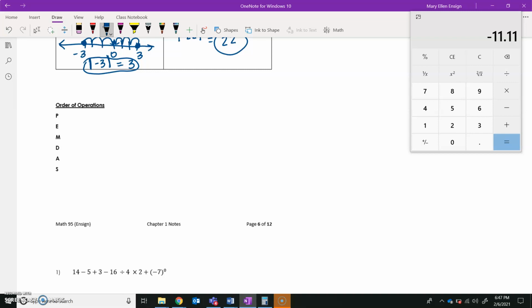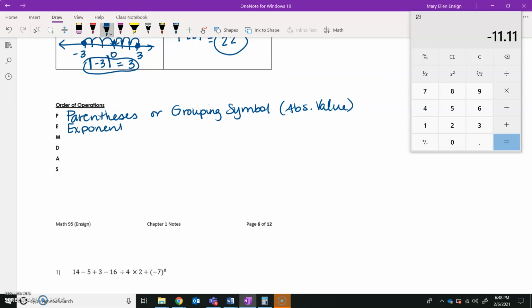You might have learned PEMDAS, you might have learned Please Excuse My Dear Aunt Sally, you might have learned neither of those, and that's fine. But what do these stand for? So P stands for parentheses, or another grouping symbol. So absolute value is actually in there. Okay, anything that can kind of group things together and have operations in it. E stands for exponents or roots. Okay, roots are actually an exponent of a fraction. You don't need to know that this semester, but that's why they're at the same place.